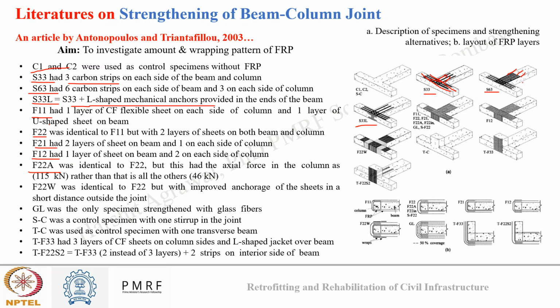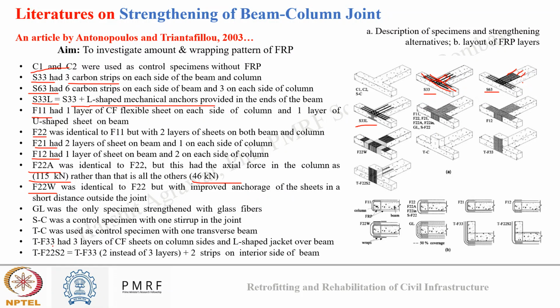F22A was identical to F22, but here the axial force applied on the column was higher, 115 kilonewton, rather than 46 kilonewton that was used in all other samples. There was a sample named F22W also, which was similar to F22, but its anchorage was also provided at a short distance away from the joint.